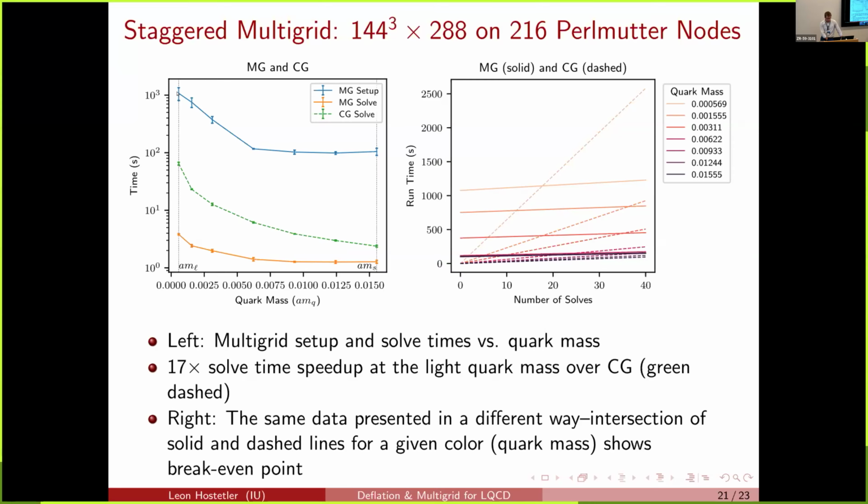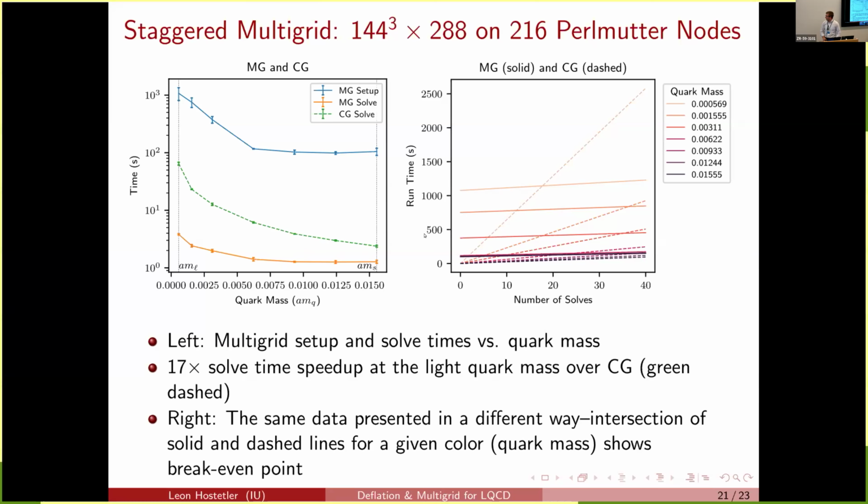The curve at the top shows the setup time for multigrid. The setup time is highest at the light quark mass, and here we see a setup time of around 1,000 seconds, so about half an hour. But compare that with the 3-hour setup time coming from eigenvector deflation.